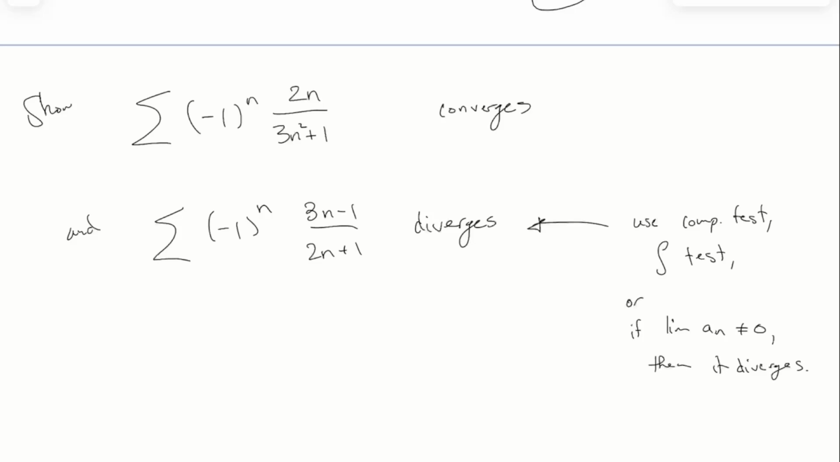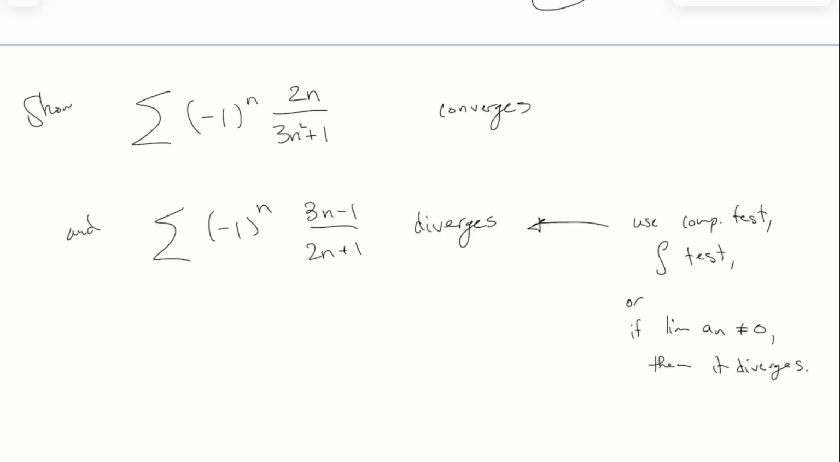The comparison and the integral tests: the integral test doesn't work great because, remember, the integral test means you change all of this into the integral of that function, but (-1) to the power x is bogus, that's not a continuous real function. So don't do the integral test. The comparison test also only works when the sequence is all positive, so we can't do that either. So do the last one. The last one is actually very easy.